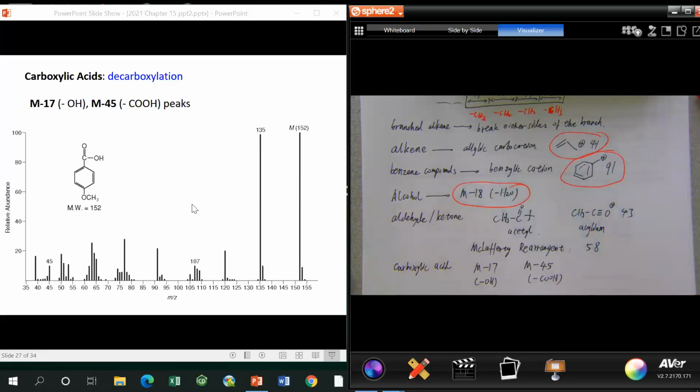Another fragment is 107. If you check the mass difference, 152 minus 107, you get 45. So that clears off the whole carboxyl group. Right, and for you guys, just a little bit of keeping this idea in mind.